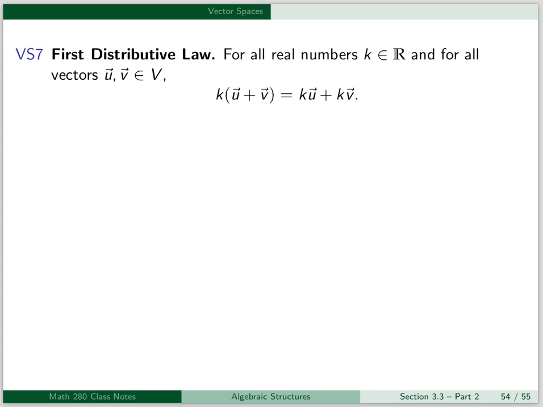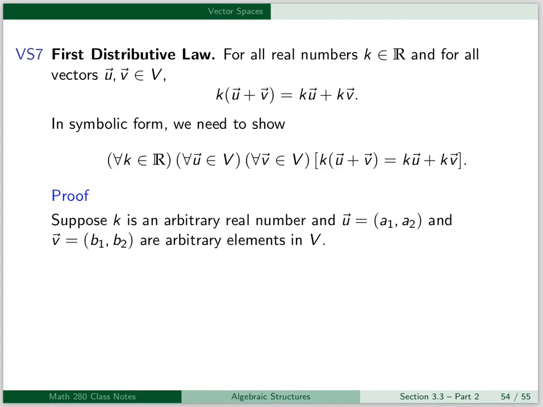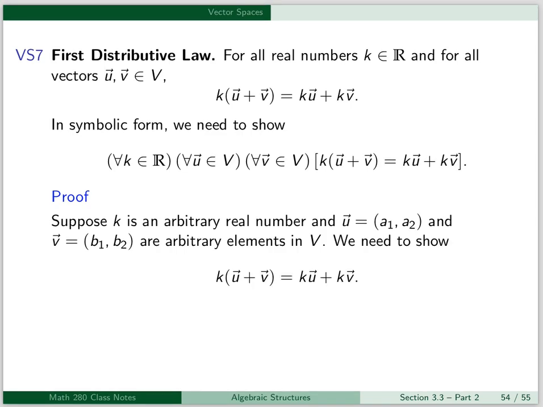For VS7, the first distributive law, we have to show for all real numbers k, and for all vectors u and v, k times u plus v is equal to ku plus kv. So this is just a universal statement, so we'll use a proof by arbitrary element. Suppose k is an arbitrary real number, and u equal a1, a2, and v equal b1, b2 are arbitrary elements in V. And we need to show that k times the quantity u plus v is equal to ku plus kv.